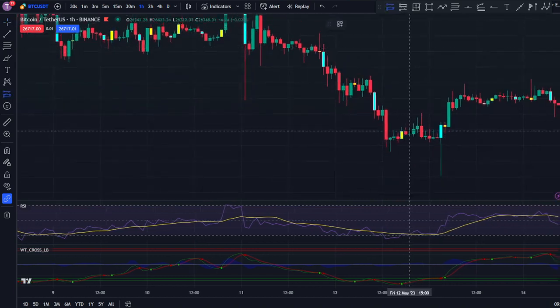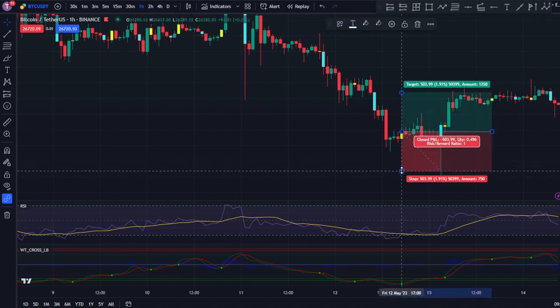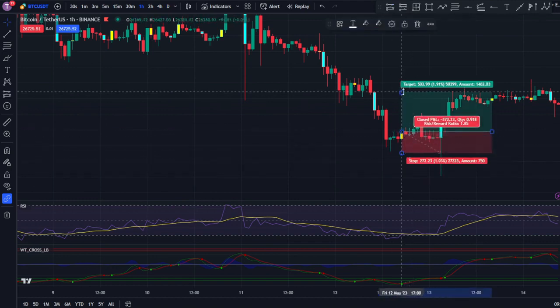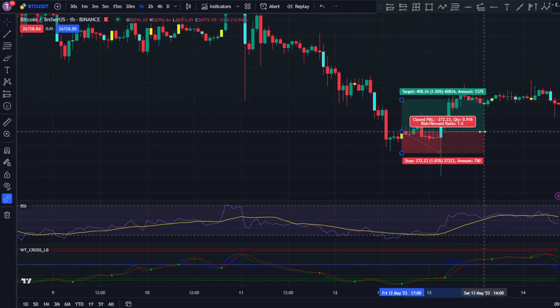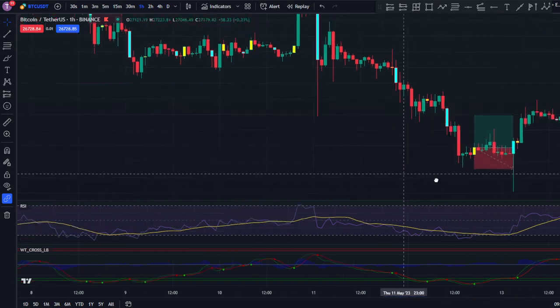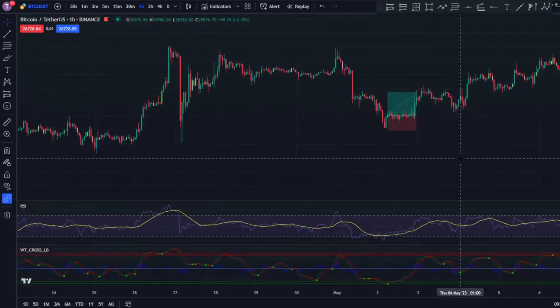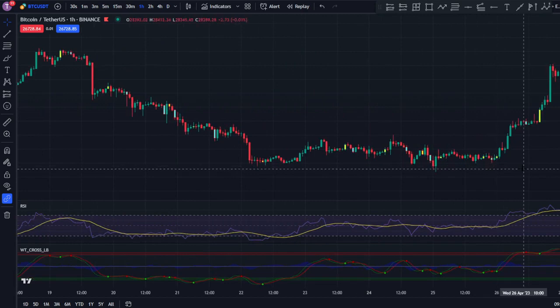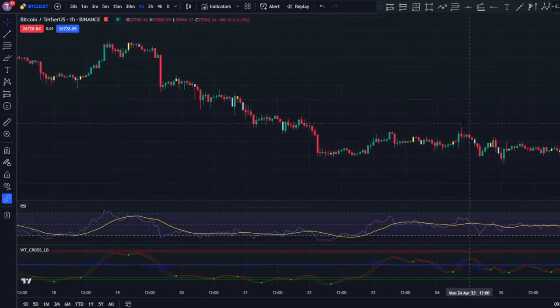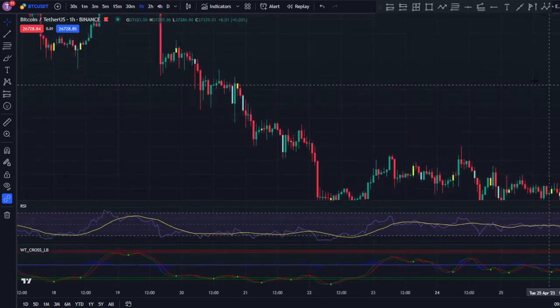So here we have another position. Unfortunately, we end up in a loss because of this wick out. So we have 3 trades ending in 2 losses. So not very good timing to go long right now. So let's look for another trade. Here we have another trade.